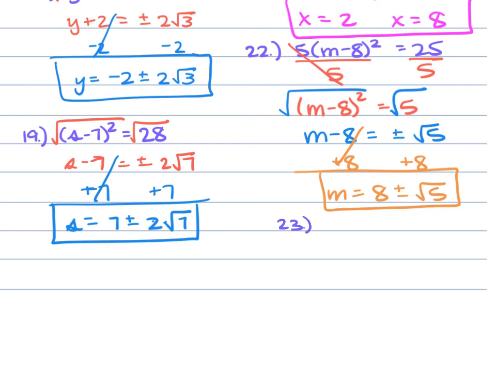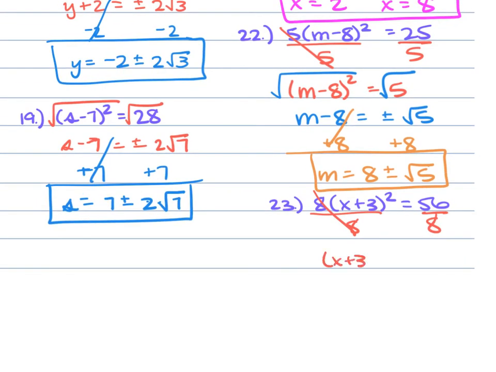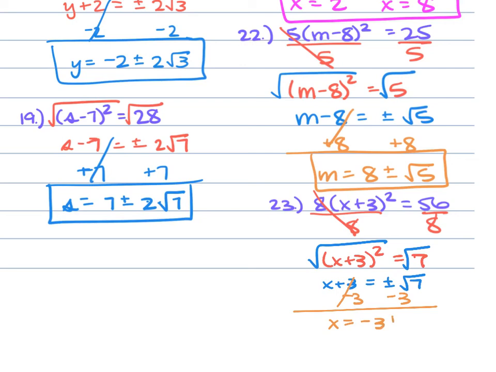For 23, we have 8 times x plus 3 squared is equal to 56. So we're going to first divide each side by 8. So we're going to have x plus 3 squared is equal to 7. From here, we're going to take the square root of both sides. So x plus 3 is equal to plus or minus the square root of 7. Then we subtract 3 from each side. So x is equal to -3 plus or minus the square root of 7.